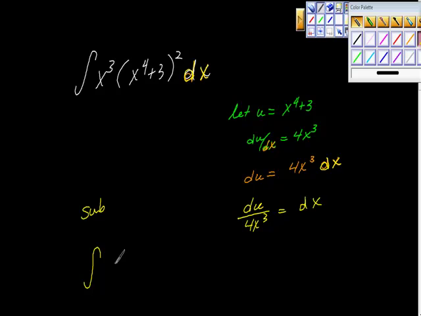We have the indefinite integral of x cubed. Remember here, though, we have x to the fourth plus 3 squared. X to the fourth plus 3 is u, so u to the second power, this second power right here is this second power right here. And remember, I said in a perfect world, I'm going to replace this dx with an equivalent du value. So dx is this, so I'm going to put that in. It's du over 4x cubed.